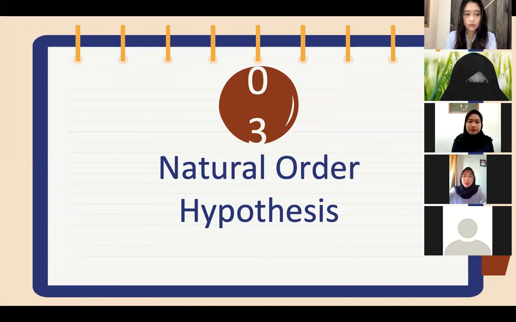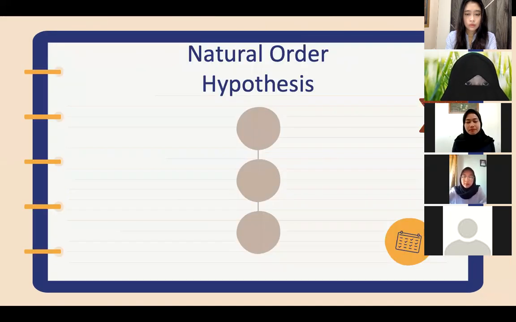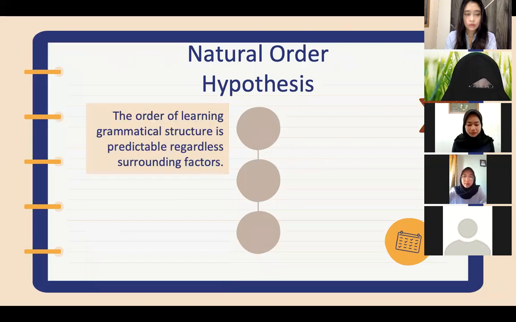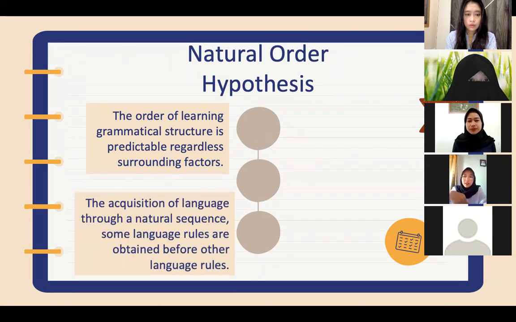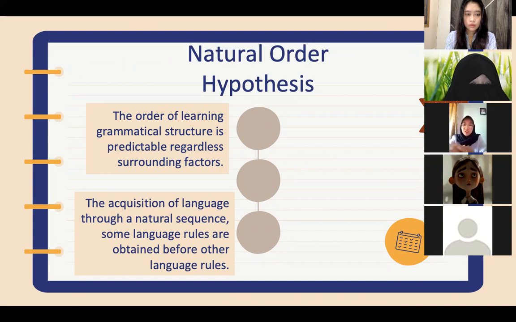Okay. And the third, the natural order hypothesis. The natural order hypothesis is based on research findings, Dulay and Burt, 1974, Fathman, 1975, Makino, 1980, cited in Krashen, 1987, which suggested that the acquisition of grammatical structures follows a natural order which is predictable.